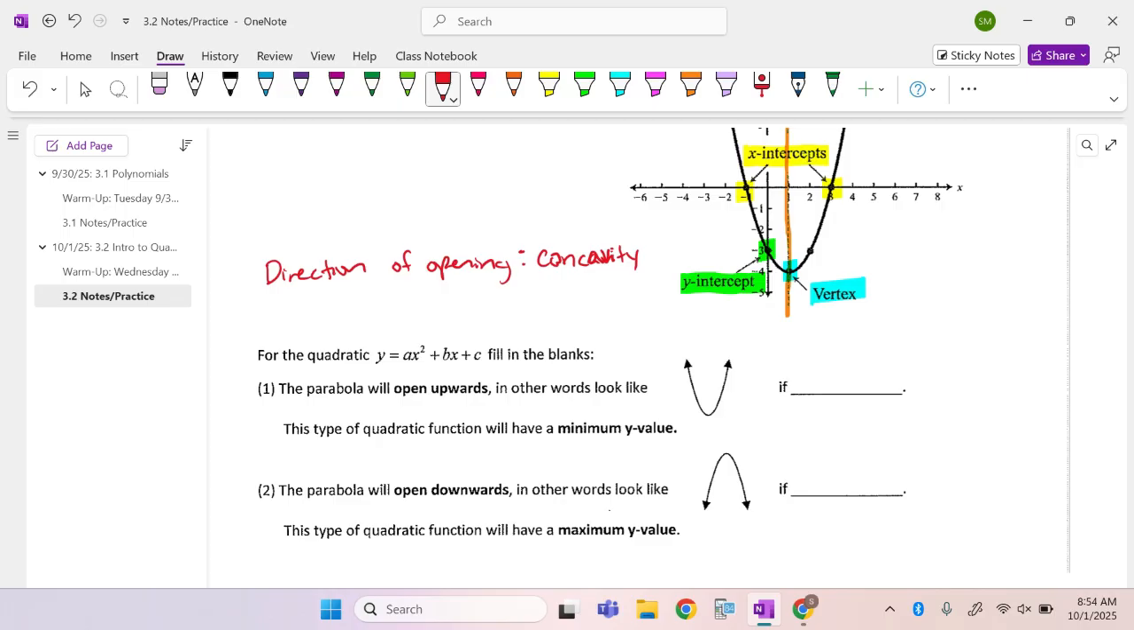Now, could I just say what is the direction of opening? Yes, but if any of you are going into pre-cal or calculus later on, you know what concavity is. Then we also need to know minimum and maximum, and that relates to the concavity. So whatever the concavity is, that tells us whether we have a max or a min, whether the vertex is the highest value or the lowest value.